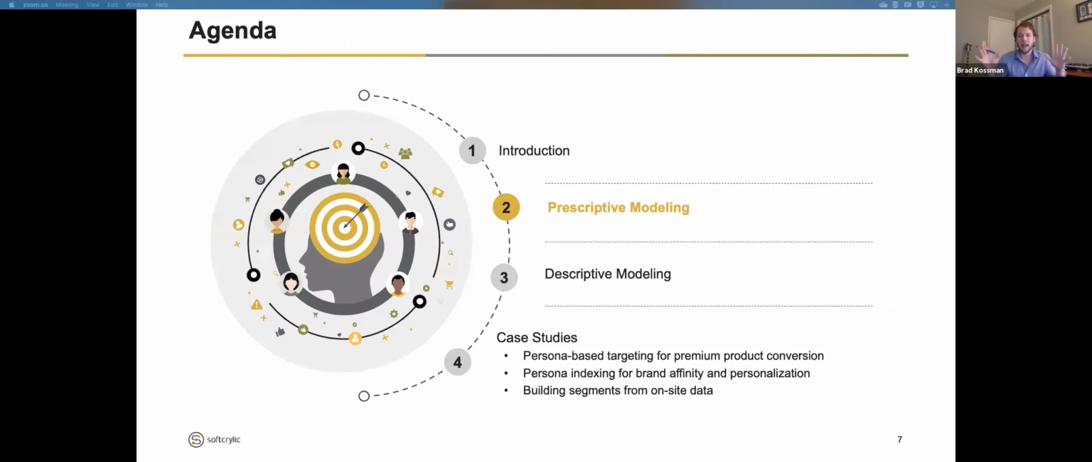So that was a very high level overview of what we're going to be talking about. I'm now going to hand things off to Vignesh, who's going to talk about prescriptive modeling. Again, this is the sort of predictive side of things, trying to figure out what somebody's going to do next. So Vignesh, take it away.